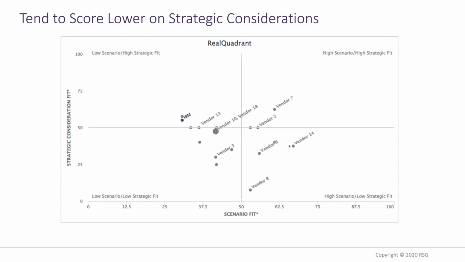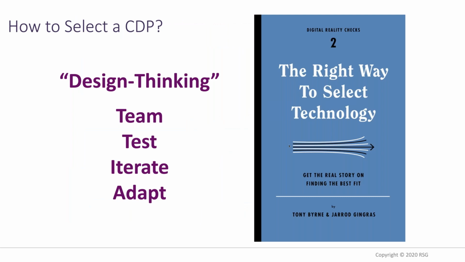So that's something to just keep in mind as well. I'm not suggesting you not implement these tools, but rather just to keep that in mind. So how do you go out and select a CDP?